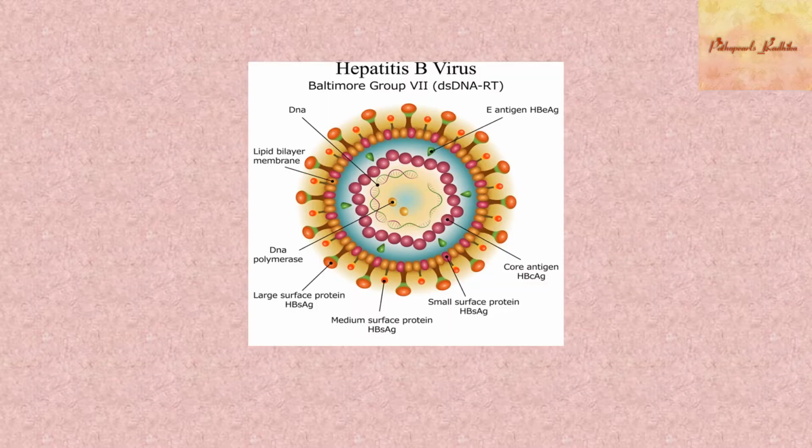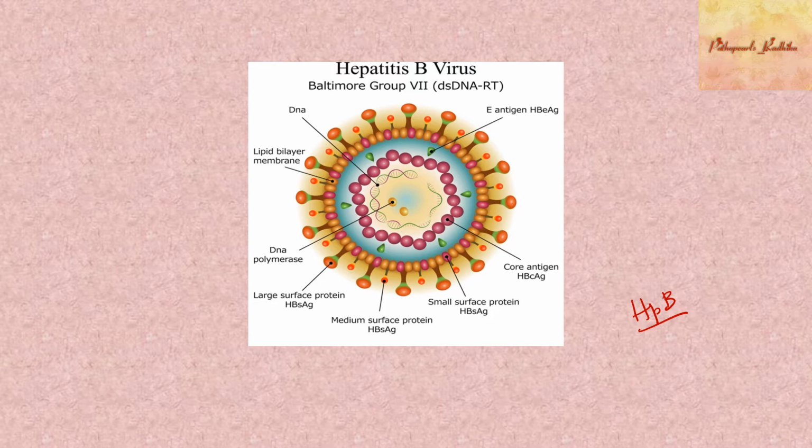To understand the serology, you should know about the antigens present in the virus, because your body is going to produce antibody only against these antigens which are present in the hepatitis B virus. Okay, so now let's discuss this one. Just look at this image.